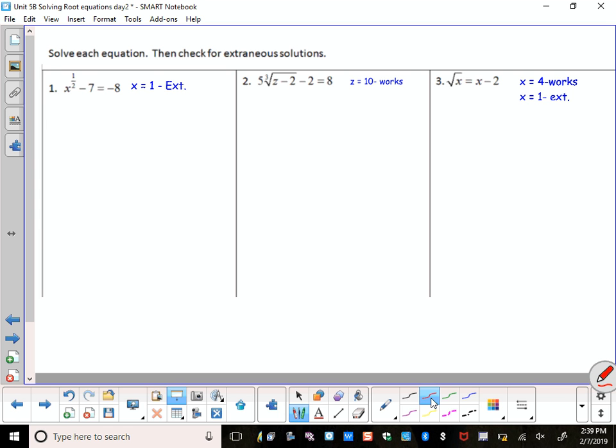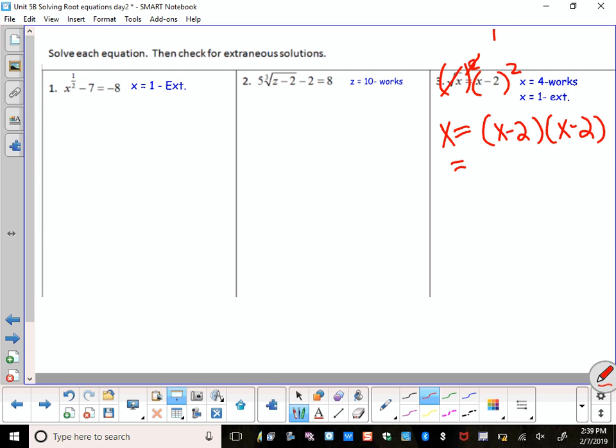my radical's by itself, so I'm just going to go ahead and square both sides. That means my power and my root disappear, so I'm left with x equals x minus 2 times x minus 2. Make sure you don't distribute that 2. That's not what it means. It means we have x minus 2 twice.